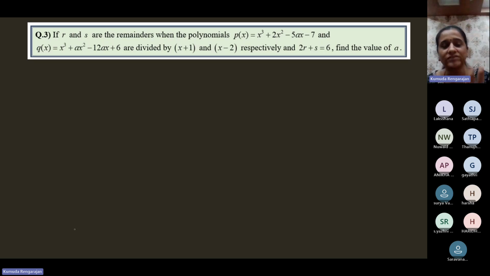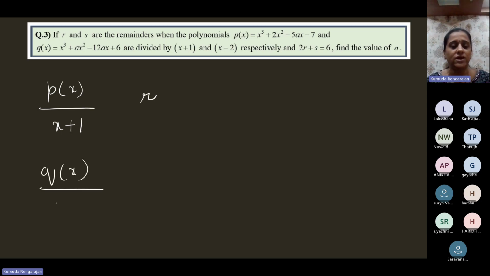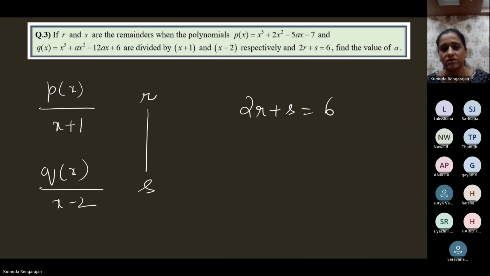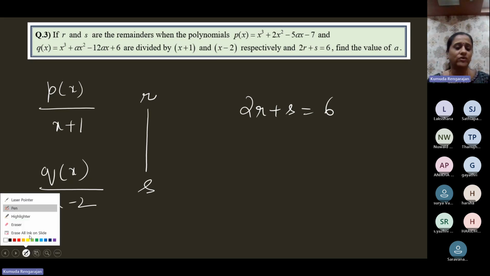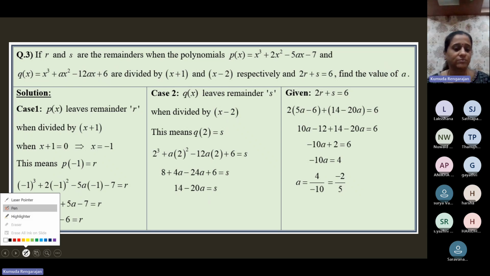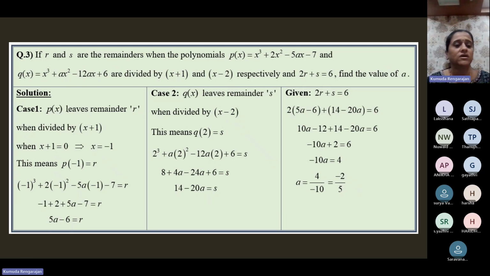So we have p of x, q of x, two cubic polynomials. P of x is divided by x plus 1, and the remainder is r. Q of x is divided by x minus 2, and the remainder is s. And the relationship between r and s is given: 2r plus s is equal to 6. With this, we'll have to find the value of a. Very simple.